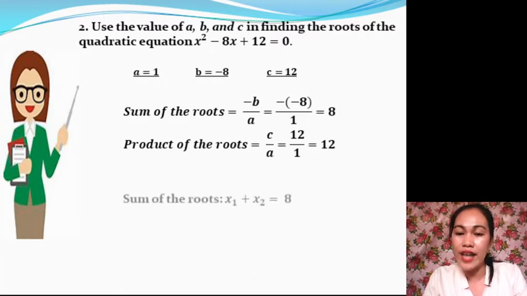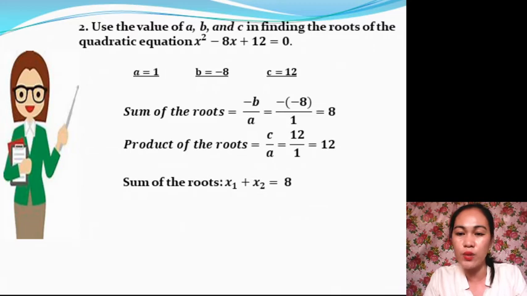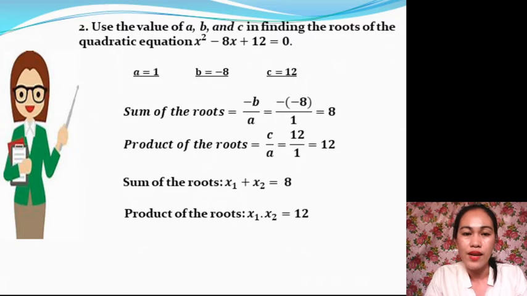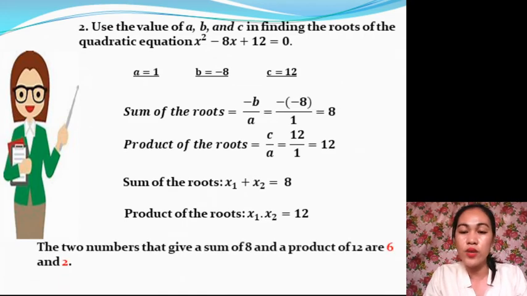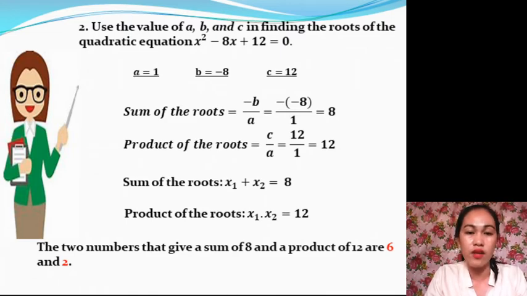Okay, so remember that sum of the roots is x of 1 plus x of 2 is equal to 8. Then the product of the roots is x of 1 times x of 2 equals 12. Think now of the two numbers that gives you a sum of 8 and a product of 12. Okay, so by inspection, the two numbers that gives a sum of 8 and a product of 12 are 6 and 2. Positive 6 and positive 2.